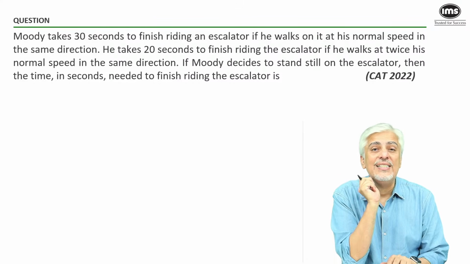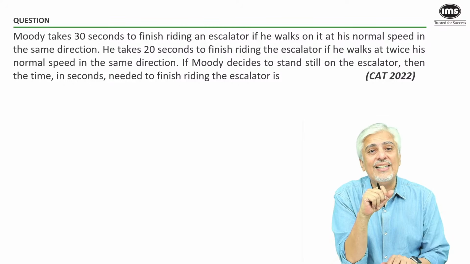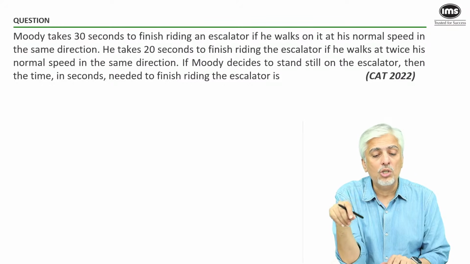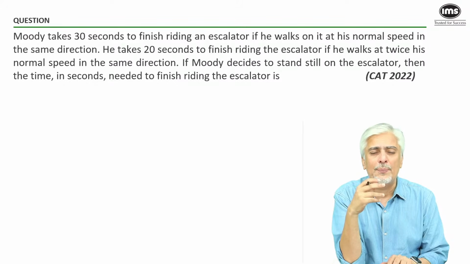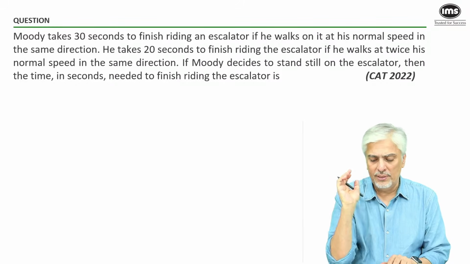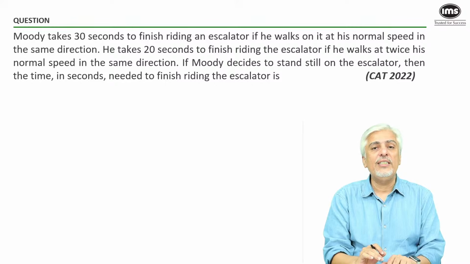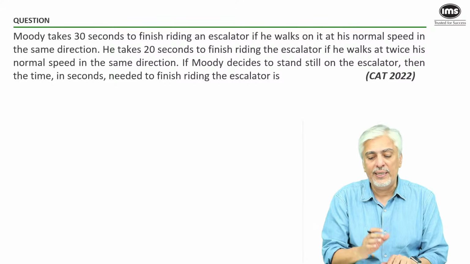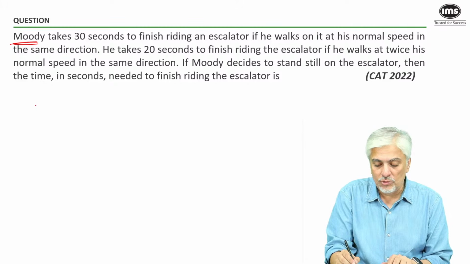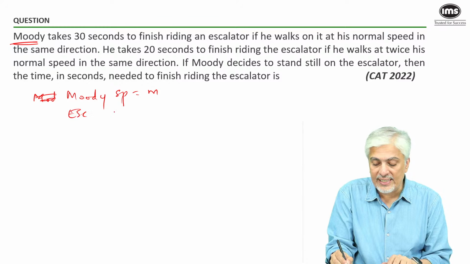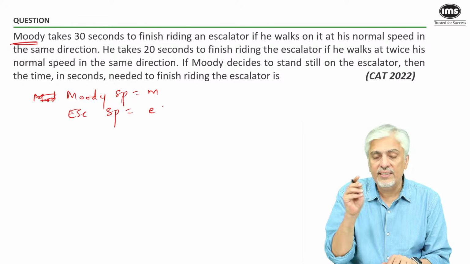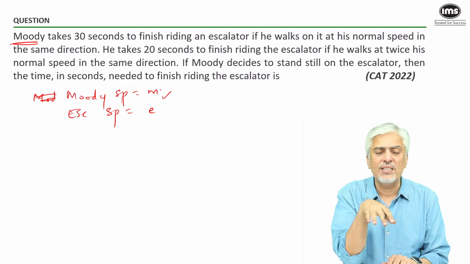Moody takes around 30 seconds to finish riding an escalator if he walks at his normal speed in the same direction, which means the escalator is going up and he is also going up. In such questions, you need to allot the escalator some speed and the person some speed. So let us assume Moody's speed is m and the escalator's speed is e. This is Moody's regular speed because they said normal speed.